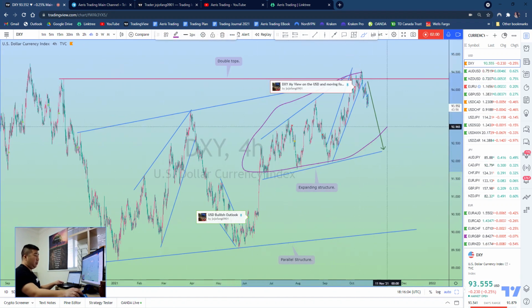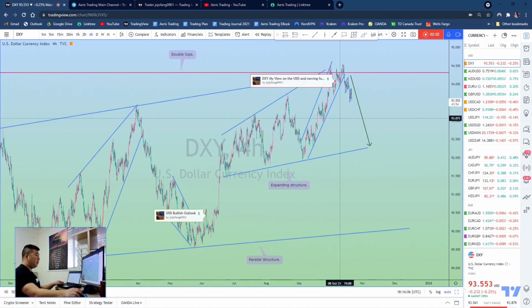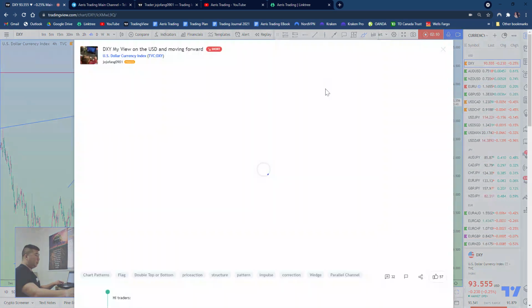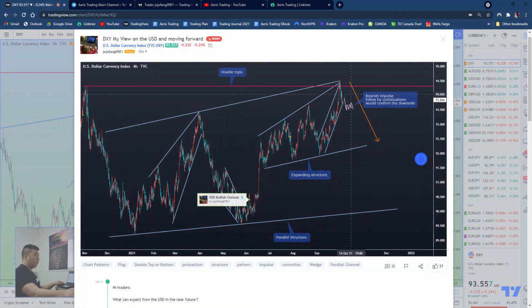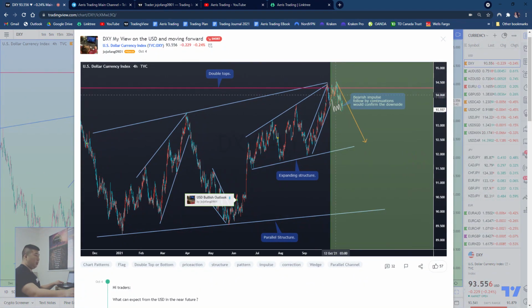We also have the expanding structure, very similar to Euro Dollar. And we also have this ascending channel moving the price up. So a lot of confluence here that is signaling for a bearish reversal. Now, we finally got this breakdown from the price. We did see the price push down, and then there was a smaller correction, and then price pushed down again.